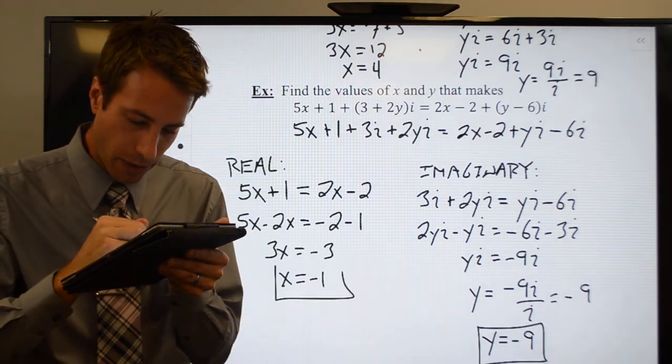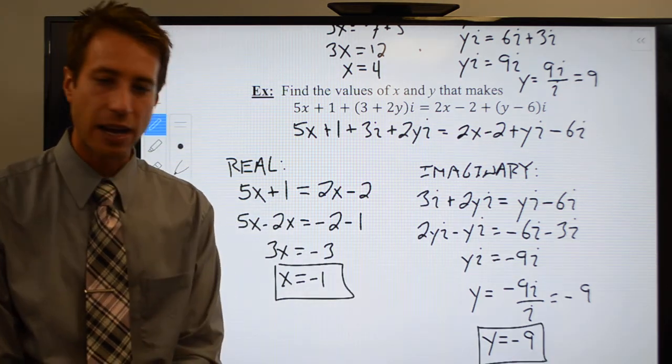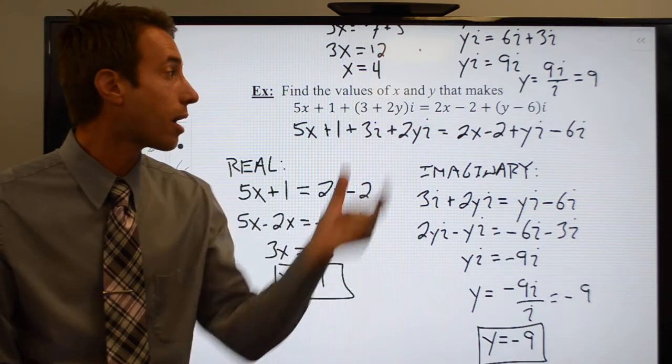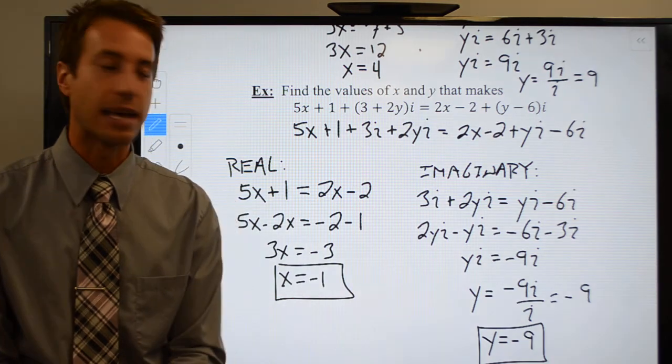And so there we go. What you've done is you found the value of x and the value of y that would cause these complex numbers to then be equal to each other.